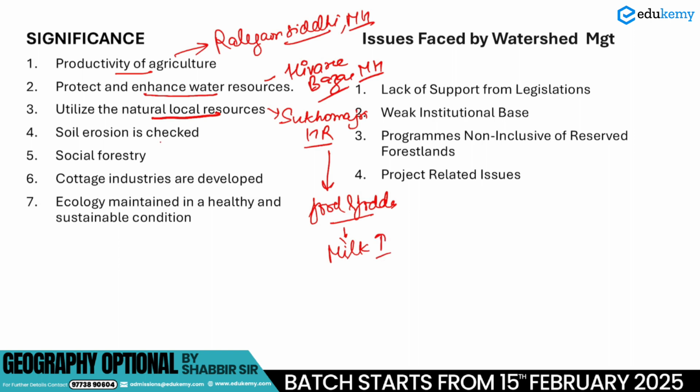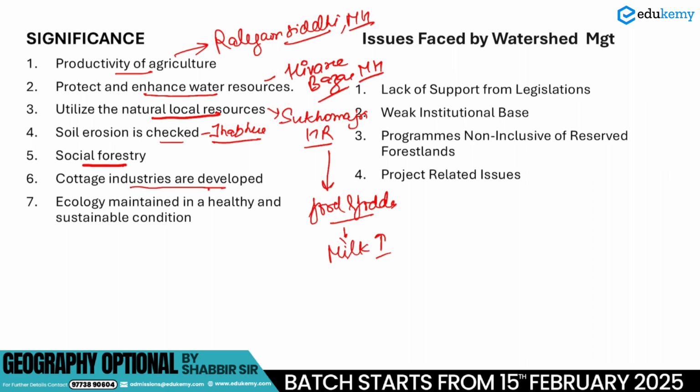Okay. Another point is soil erosion is checked. The best example of this is Jhabua watershed management, where the locals or the tribes living there have managed to cut down the soil erosion. Especially this is the area which suffers from the rills, gullies and ravines that have been formed by the Chambal. Social forestry, you know that it is about growing plants so as to restore the ecological balance as well as to increase the income of farmers.